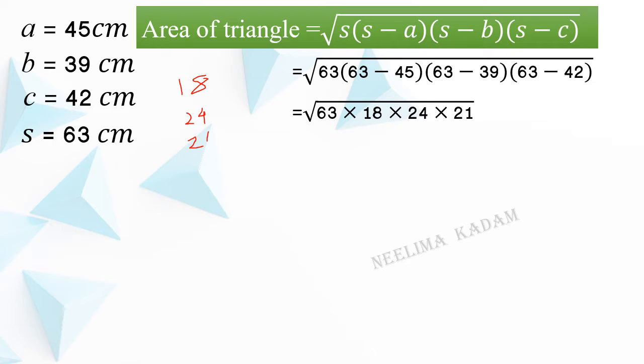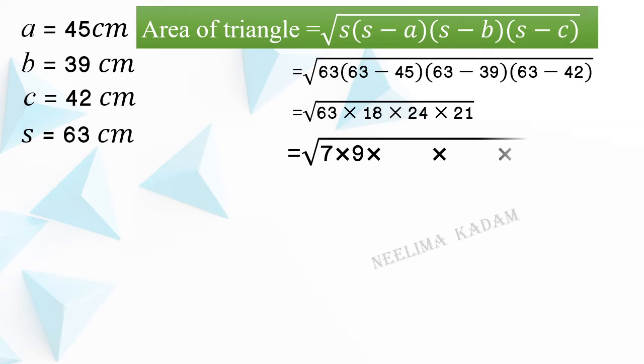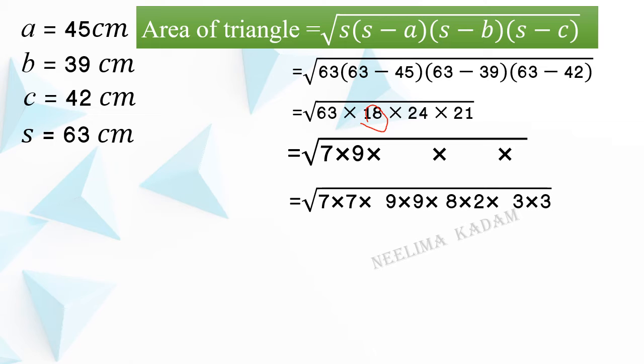Right? Now, next step, what we have to do? We have to factorize these numbers. We have to split this number, that is 63. Now 63 we can write as 7 9s are 63, that is 7 into 9. 18 we can write as 9 2s are 18. 24 we can write as 8 3s are 24. And 21 we can write as 7 3s are 21.